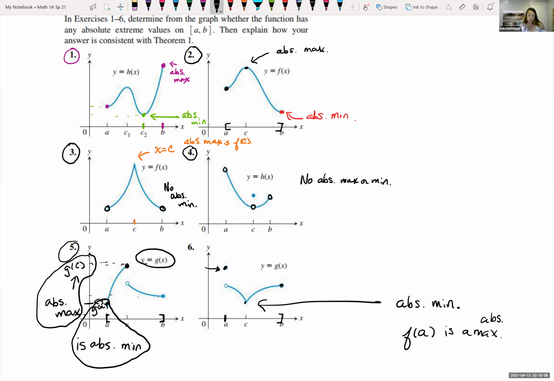Okay, so if the conditions hold for the extreme value theorem, it must have an absolute max or an absolute min. If the conditions don't hold for the extreme value theorem, then it's not necessarily true that it will have an absolute max or an absolute min, but it is possible. But we can't use that theorem.